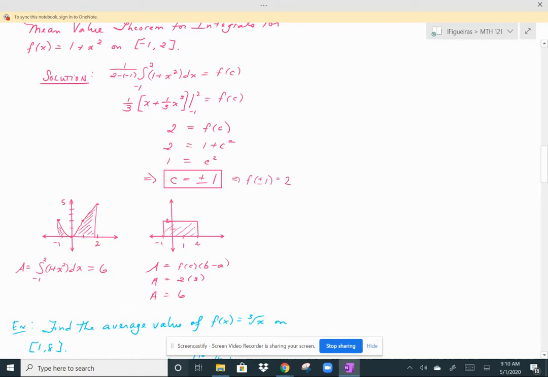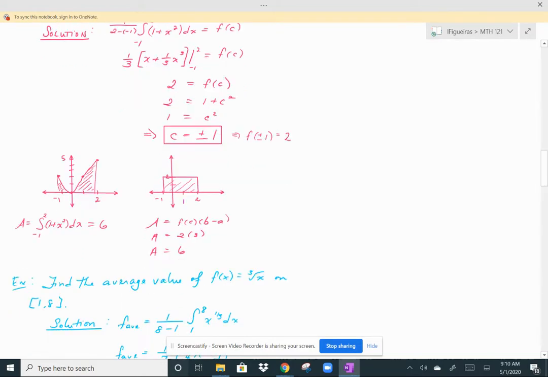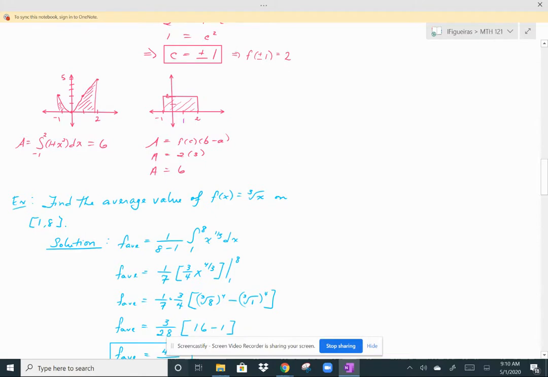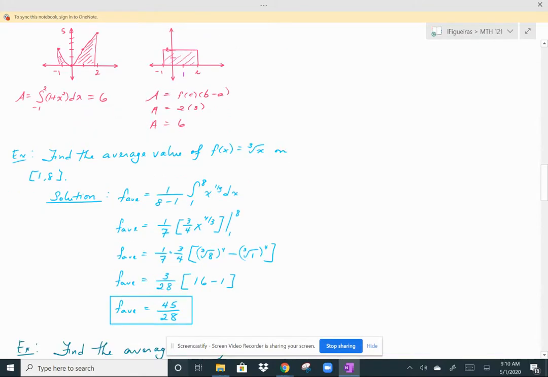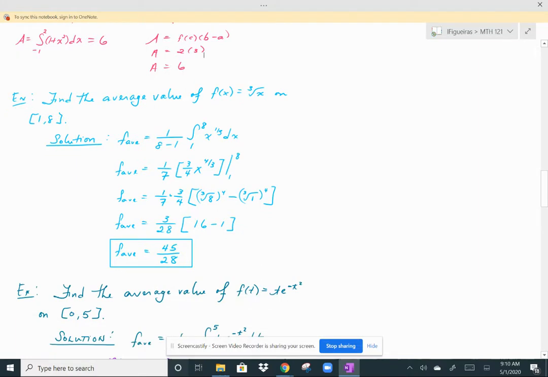Okay, so let's get back and use both concepts we just talked about. Let's do another average value problem. Find the average value of f of x equal to the cube root of x on the interval from 1 to 8. All right, so again, this is just asking for average value. So I'm using the first definition I gave you. This is 1 over 8 minus 1 times the integral from 1 to 8 of x to the 1/3 dx.